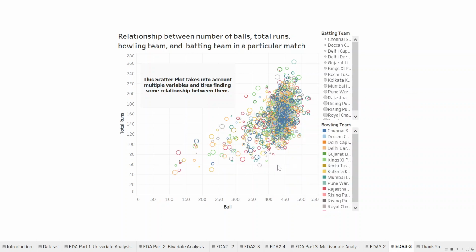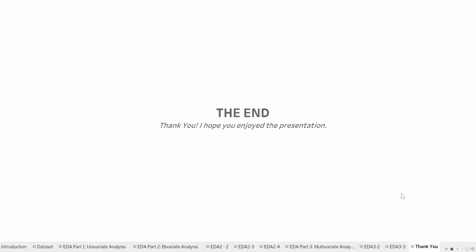So here you can see the scatter plot which is generated here. And as the number of balls increase, the total runs are increasing. As we go towards the right in the balls axis, the number of runs are also increasing. So that was all about my analysis for the Indian Premier League, and that's the end of my presentation.